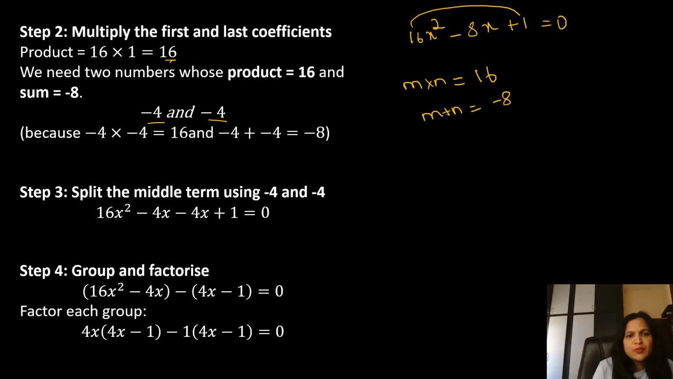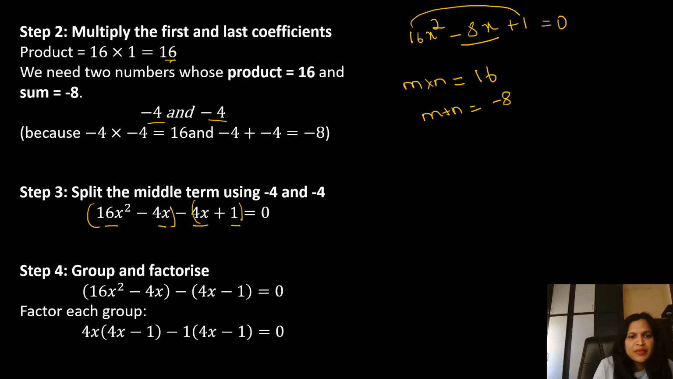Then split the middle term using minus 4 and minus 4. Write the equation: 16x square minus 4x minus 4x plus 1 equal to 0. Then by grouping and factorize, you group these two as one and minus of these two.